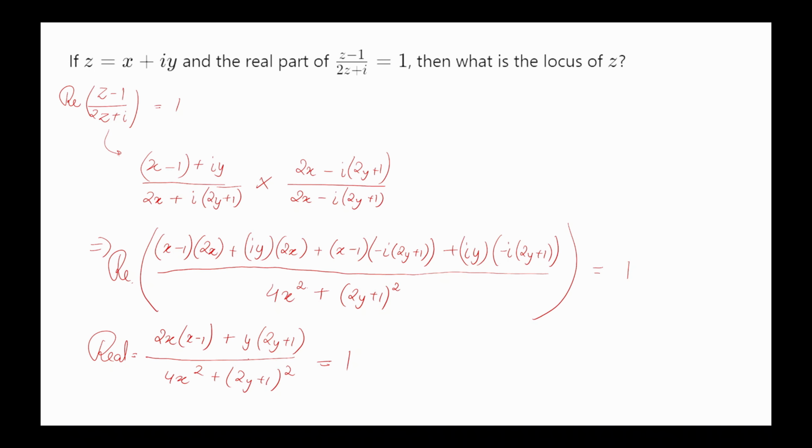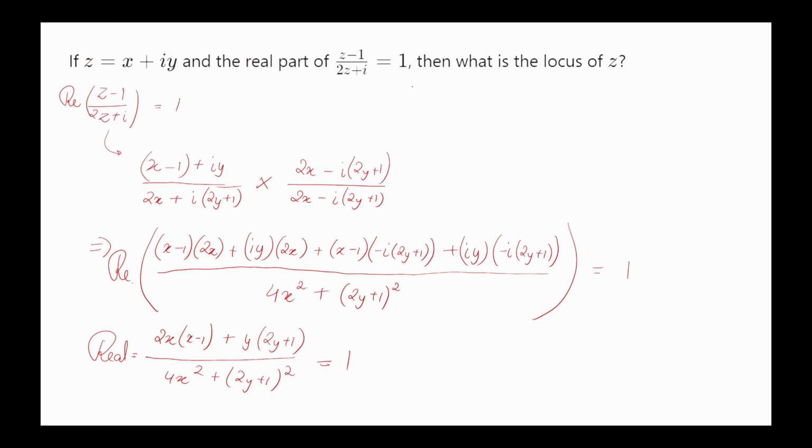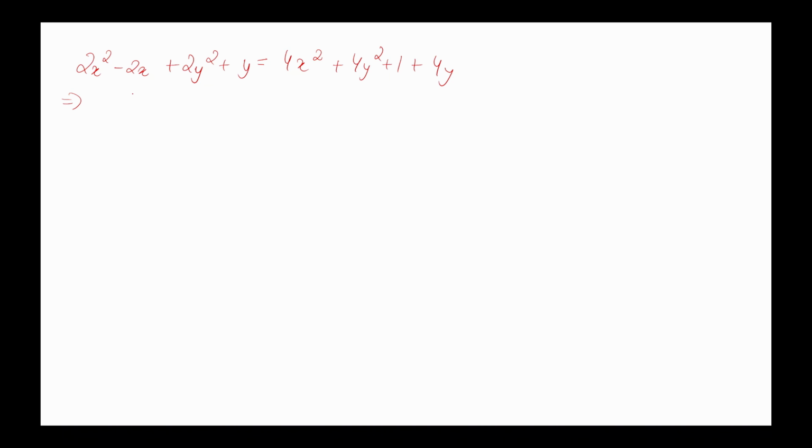Now let me try and solve this out. What is the equation related to x and y that I'm getting? If I solve this, this would become 2x square minus 2x plus 2y square plus y, and this would be equal to 4x square plus 4y square plus 1 plus 4y. So now if I segregate all these terms together, what am I going to get ultimately? This would become 2x square plus 2y square, plus 2x plus 3y plus 1 is equal to 0.